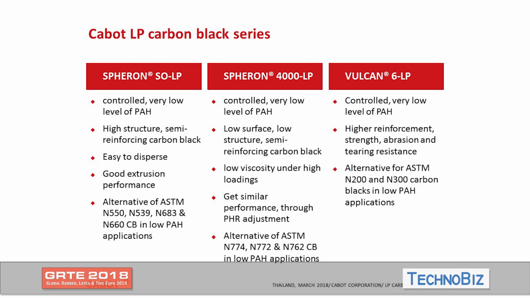And the third one is Vulcan 6. Vulcan 6 is on the other side. It is a reinforcement grade, with pretty high surface area and high structure, and it is an alternative for the ASTM 200 series and the 300 series. So we provide the whole product portfolio, this whole package. We'd like to provide a complete solution that can cover almost all kinds of applications using common carbon black.